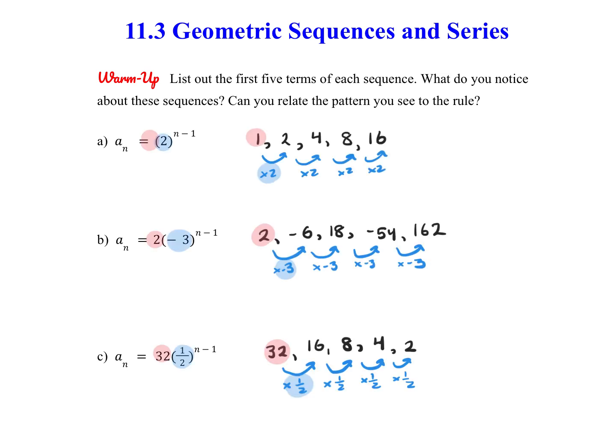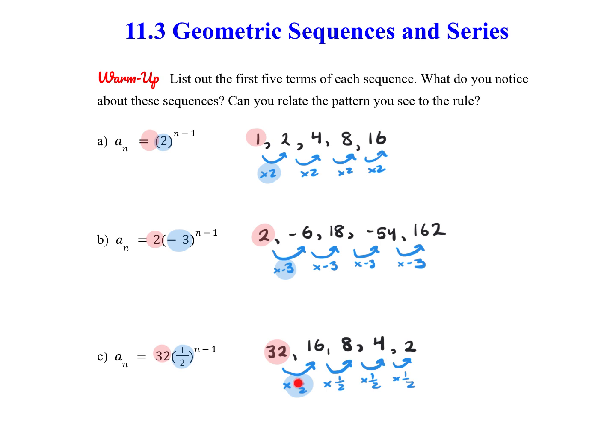Alright, go ahead and check your work here. So I've listed out the first 5 terms. For part A, 1, 2, 4, 8, 16. So maybe you notice that you're multiplying by 2 to get to the next term. For the next one, here's the 5 terms. Maybe you notice that the pattern is multiplying by -3. And for the last one, here's the 5 terms. This one, maybe you wrote divided by 2. I wrote multiplied by 1/2, which of course means the same thing.